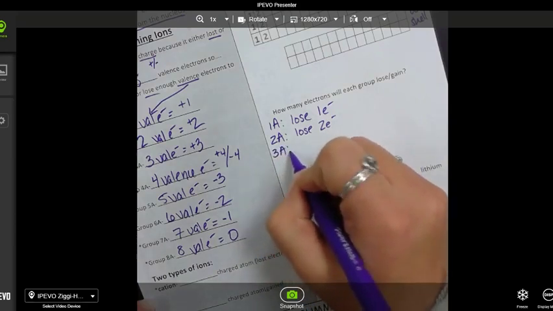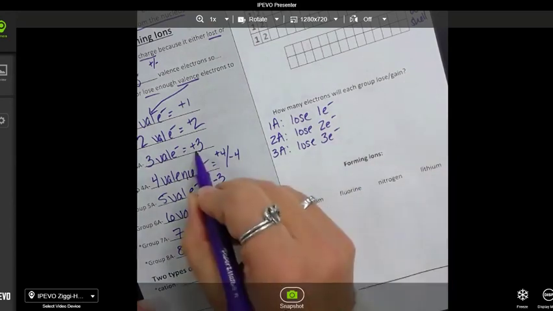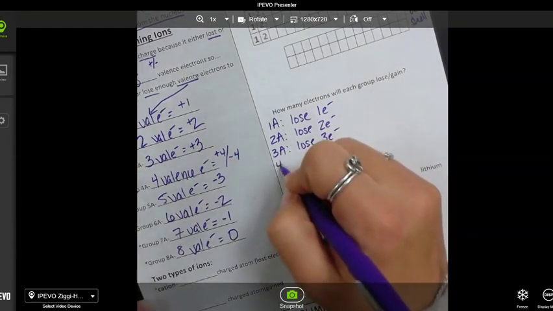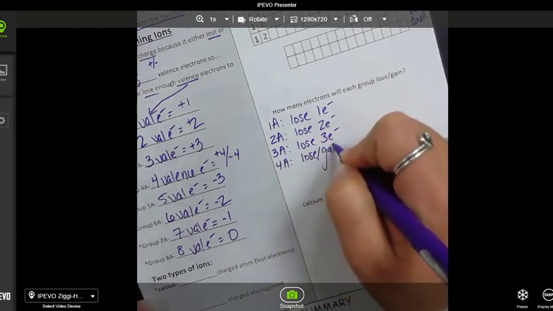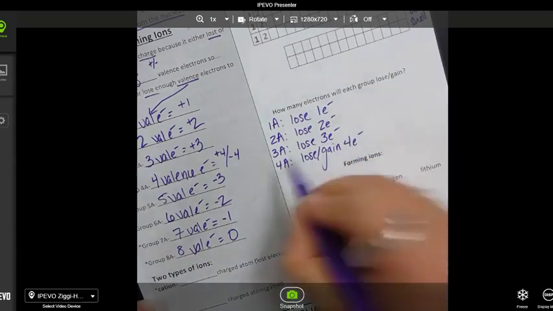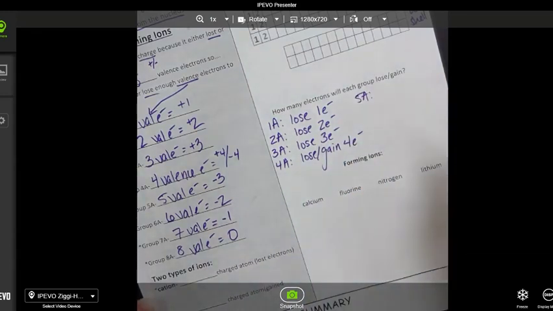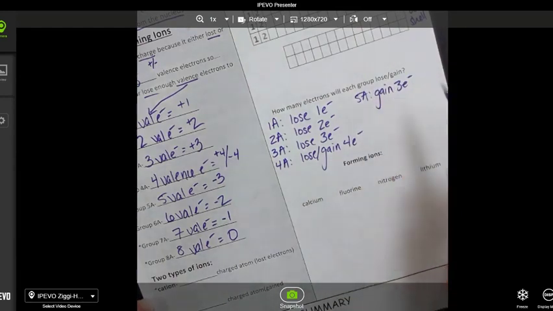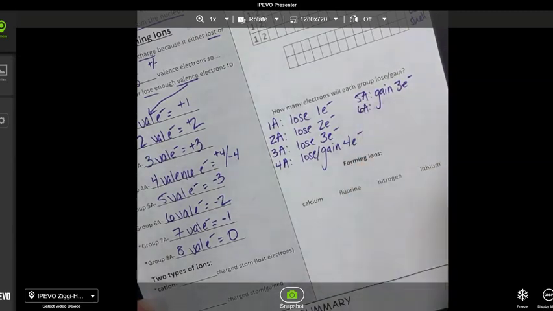Group 3A, what are they going to do? They're going to lose 3 electrons, right? They have plus 3, so that means they lost 3 electrons. Group 4A, they're going to lose or gain, they can do both, 4 electrons. Group 5A, what are they going to do? Group 5A, they're going to gain 3 electrons. That's how they became -3. They gained 3 negatives.